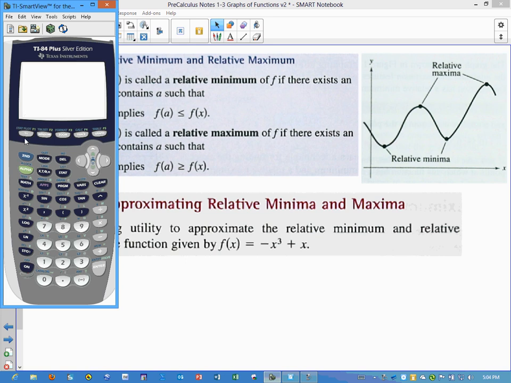So we're going to go right into y equals, and we're going to put this equation in. So it's negative, remember negative not minus, it's negative x to the third power, and then plus x. So negative x cubed plus x. Let's do a standard window. So we're going to do zoom standard, which is zoom 6. That gives us the window from negative 10 to positive 10, negative 10 to positive 10.